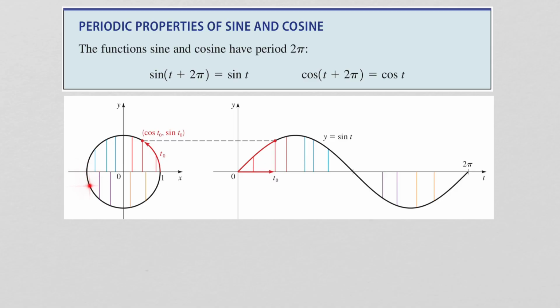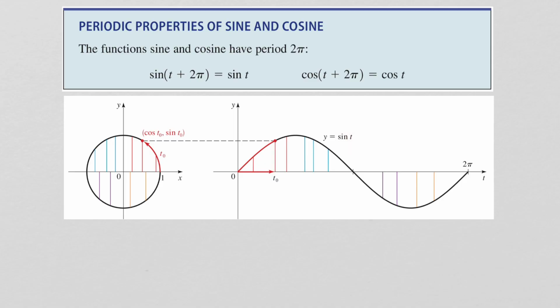And then the y-coordinate goes to -1 at 3 pi over 2, and finally back to 0 at the angle 2 pi. And you can trace out those points here. So sine of 0 is 0, sine of pi over 2 is 1, sine of pi is 0, sine of 3 pi over 2 is -1, and finally sine of 2 pi is back to 0 again. And this is the graph of the first period of the sine function.